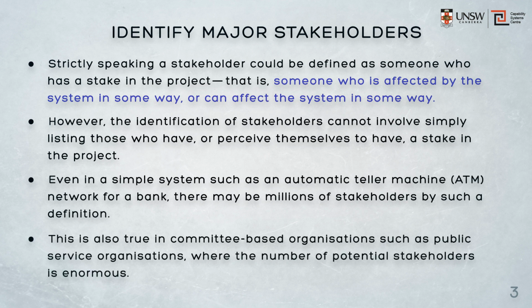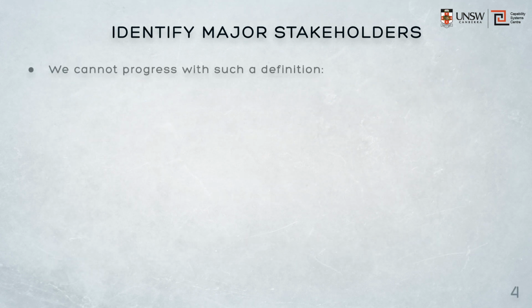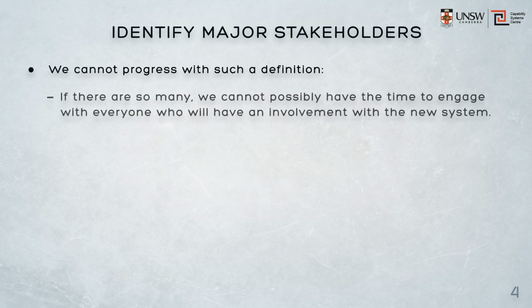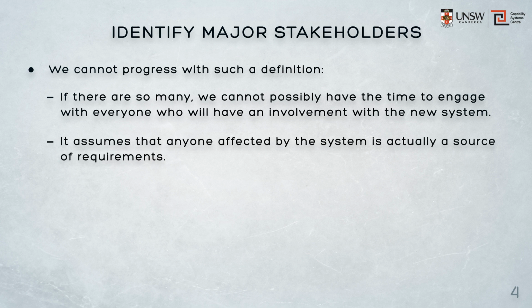And that's also true in committee-based organisations such as the public service, where the number of potential stakeholders is literally enormous. So we can't progress with such a definition of the people from whom we should elicit requirements. First, because there are so many, we can't possibly have the time to engage with everyone who has an involvement in the new system, even if we only restrict ourselves to representatives of selected groups. Second, it assumes that anyone affected by the system is actually a source of requirements. Our competitors will be affected, for example. We're not going to ask them what they would like to see in the new system, although we will of course always take them into account.